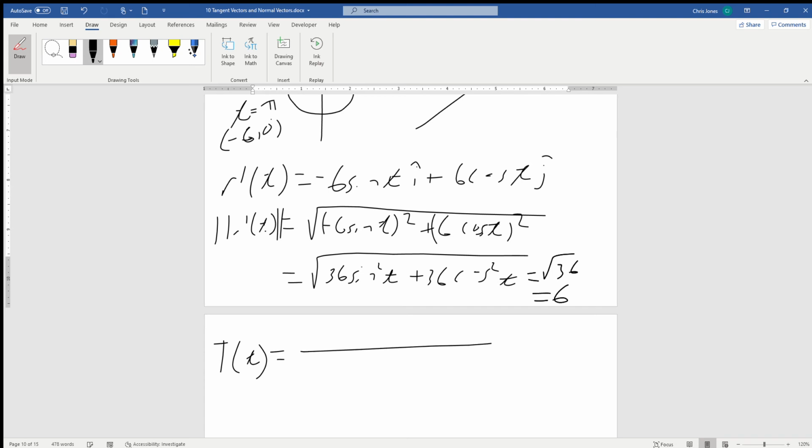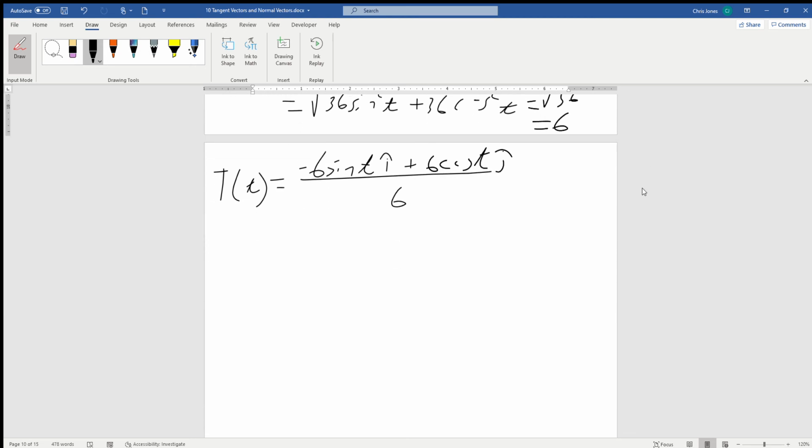and T of t is going to be minus 6 sine t i plus 6 cos t j divided by 6, or in other words, T of t is going to be equal to minus sine t i plus cos t j. Right.